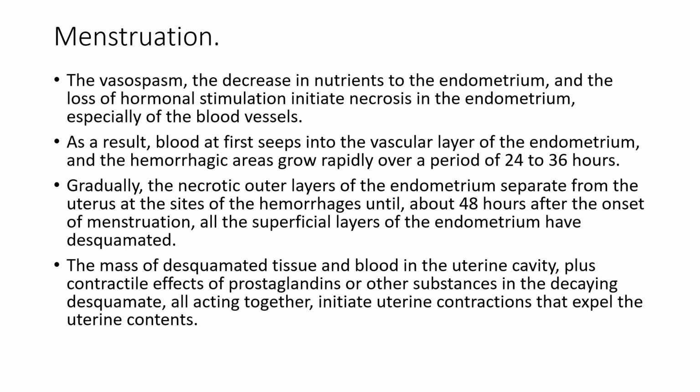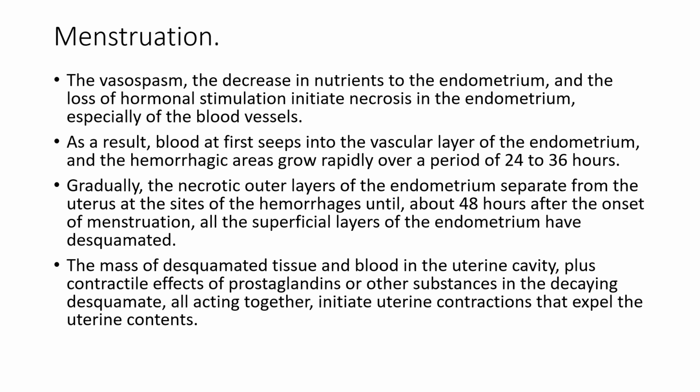The vasospasm, the decrease in nutrients to the endometrium, and the loss of hormonal stimulation initiate necrosis in the endometrium, especially of the blood vessels. As a result, blood at first seeps into the vascular layer of the endometrium, and the hemorrhagic areas grow rapidly over a period of 24 to 36 hours. Gradually, the necrotic outer layers of the endometrium separate from the uterus at the sites of the hemorrhages until, about 48 hours after the onset of menstruation, all the superficial layers of the endometrium have desquamated.